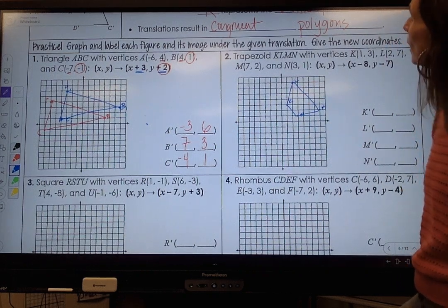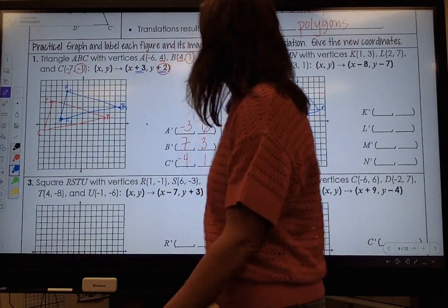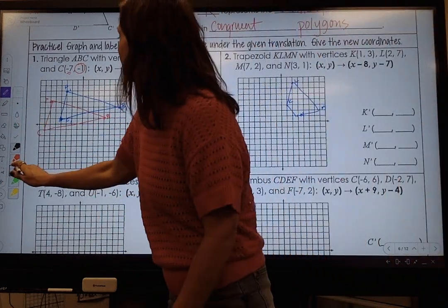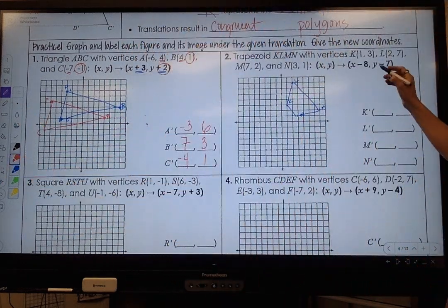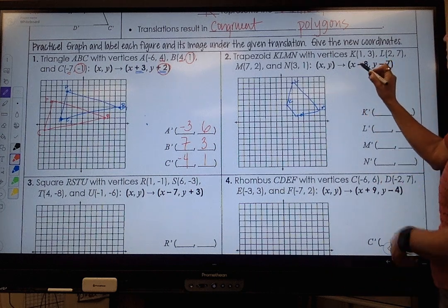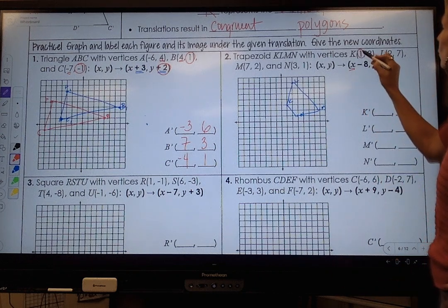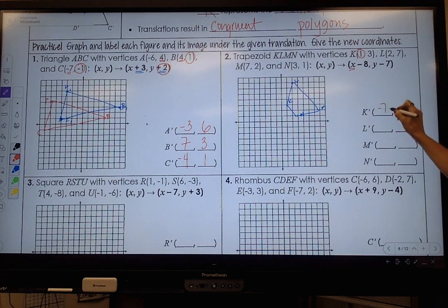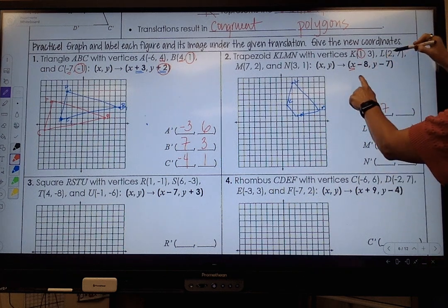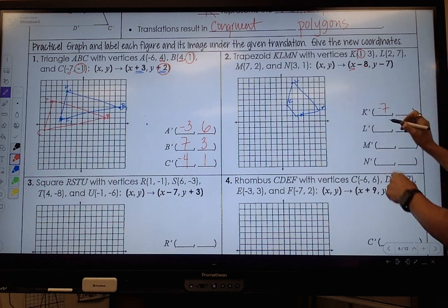Now, in red, my pattern is for x to subtract 8. So I can do 1 minus 8 is negative 7. Here I can do 2 minus 8 is a negative 6.